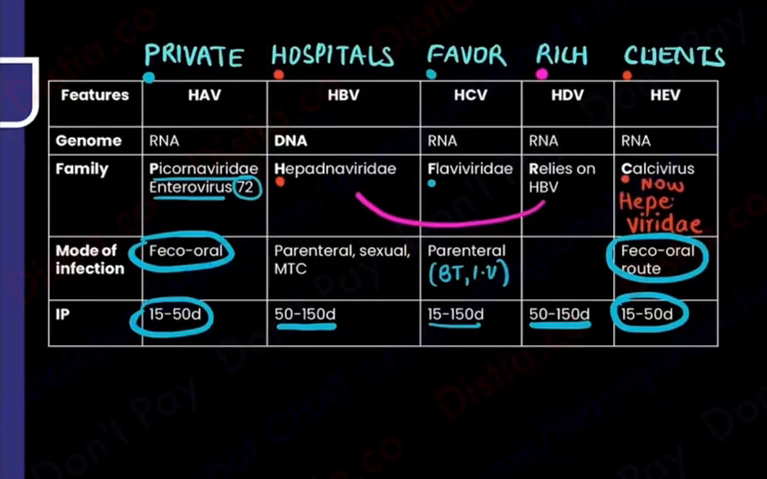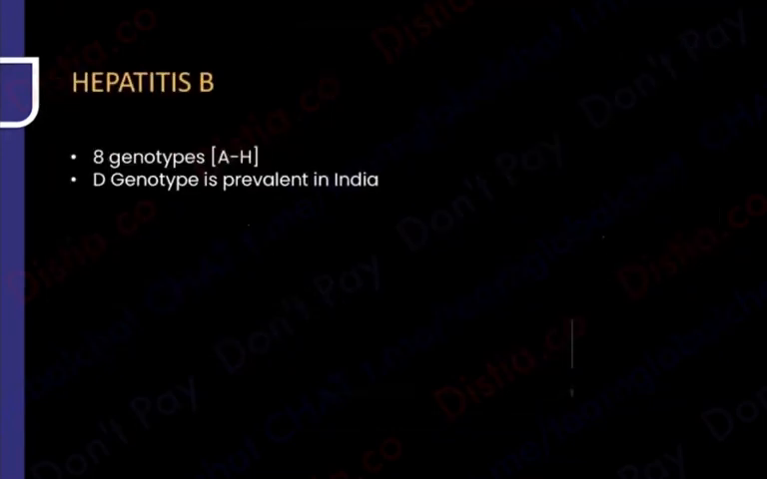The most deadly and the awaited one, and that is hepatitis B. So let me tell you a little bit about genotype, serotype, and then I'll start with pathogenesis, structure and everything. Guys, over here please remember there are 8 genotypes starting from A to H, whereas D genotype is the one that is prevalent in India.